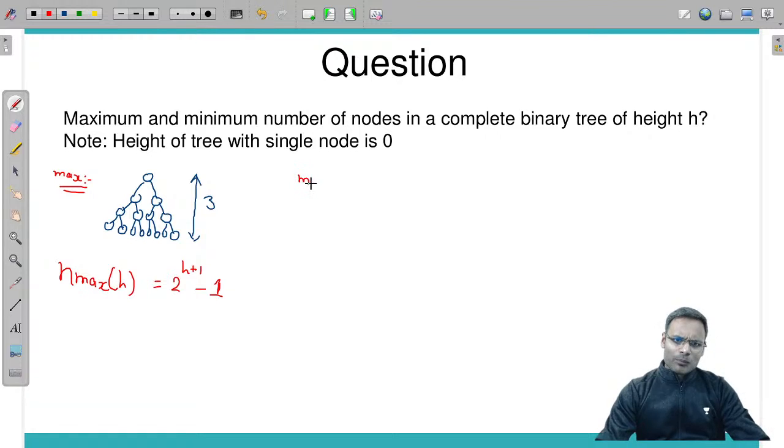If you want the minimum number of nodes in a complete binary tree of height h, how do you construct it? Suppose h is equal to 3. The minimum number of nodes in a complete binary tree with height h equal to 3 should look like this.